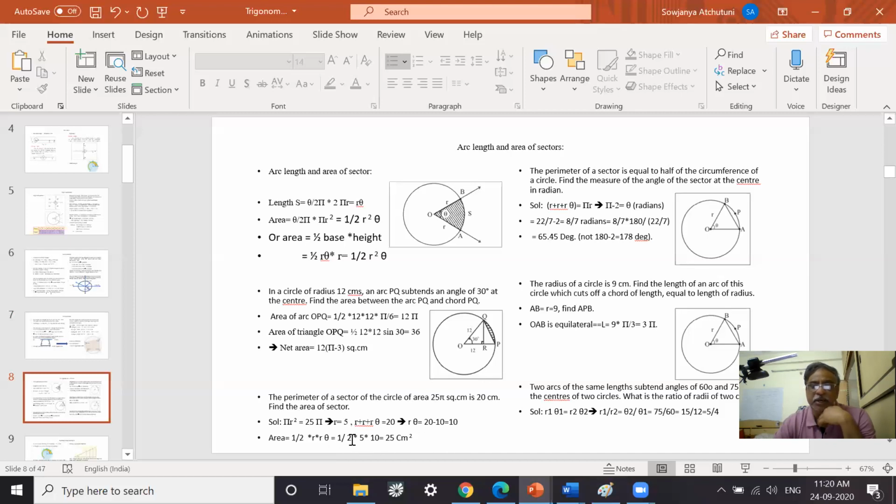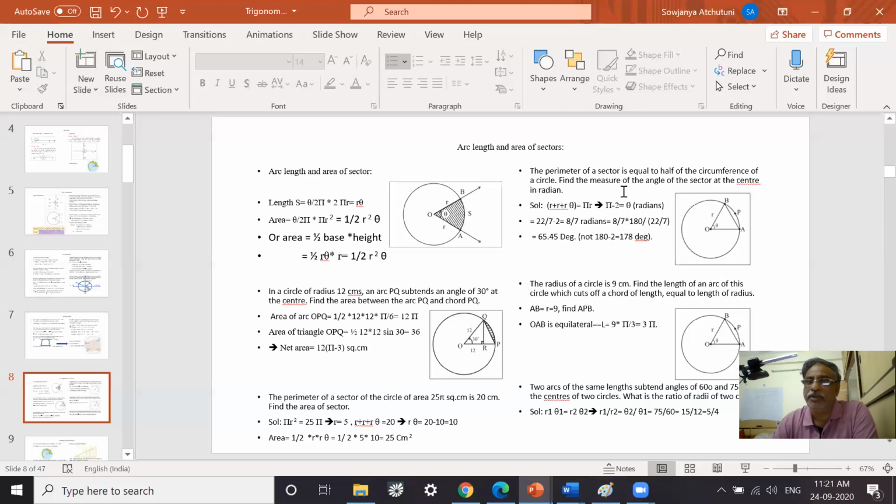Sector area is half into r square theta, that is half into 5 into 5 theta. So in place of r into r theta, r theta is 10. So directly r theta is placed here. We will not find out theta. I need not go for theta calculation. Of course, theta is 2 here. No problem.